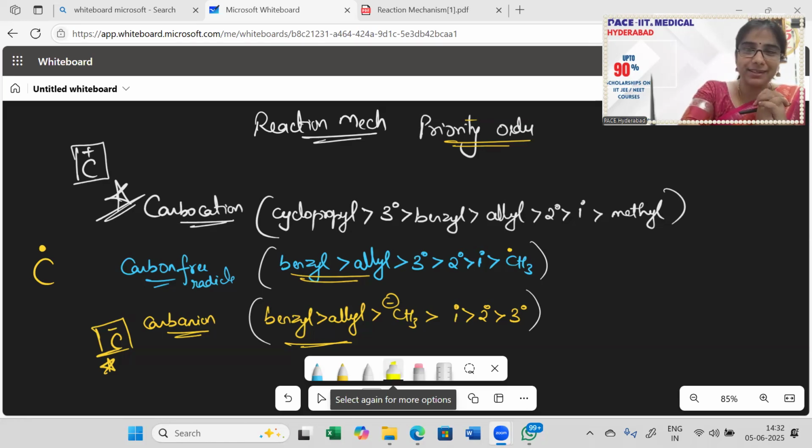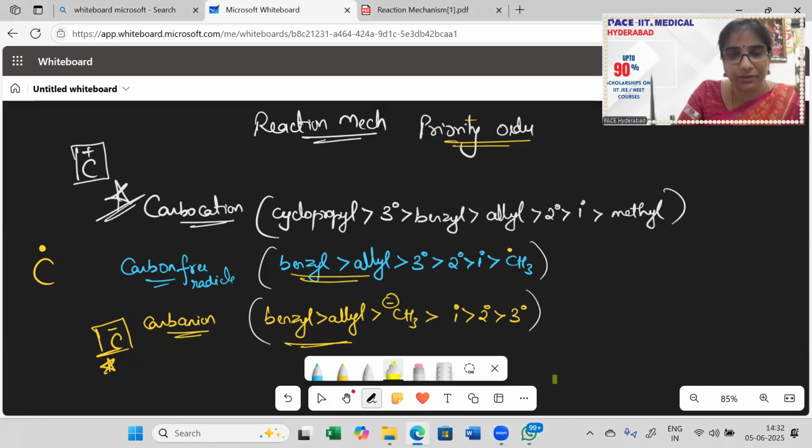So let's go with yet another interesting chapter, reaction mechanisms, which is a part of your GOC, which deals with how the reaction proceeds. What kind of products are we going to get? Are we going to get the stable products, unstable, which reacts with what to give what compounds? All these kinds of mechanism-oriented things deal with reaction mechanisms. For that, the utmost important thing we have to know is the priority order of the carbocations.